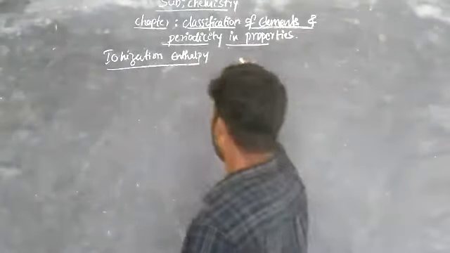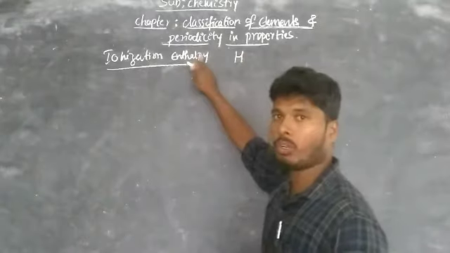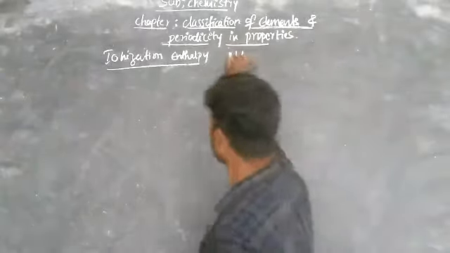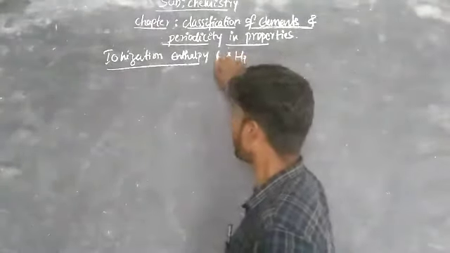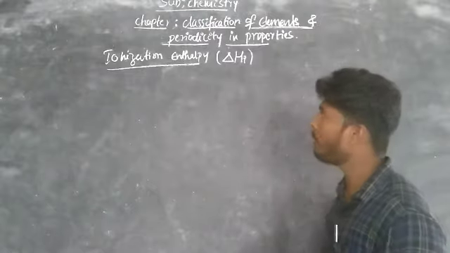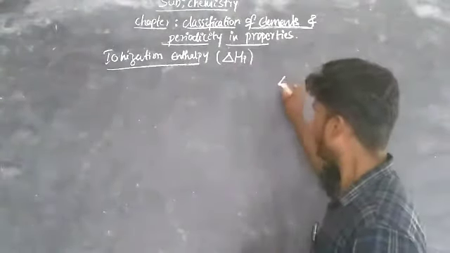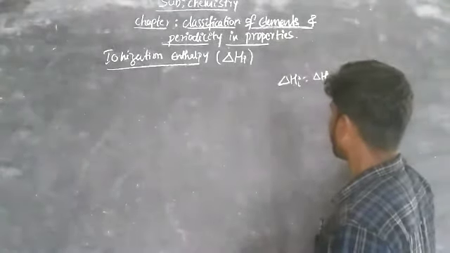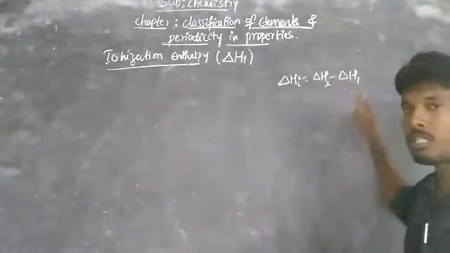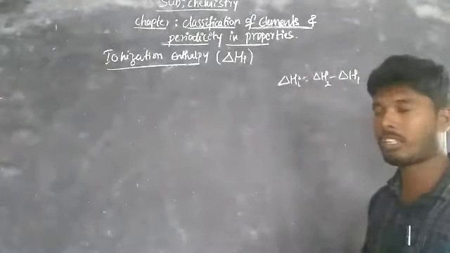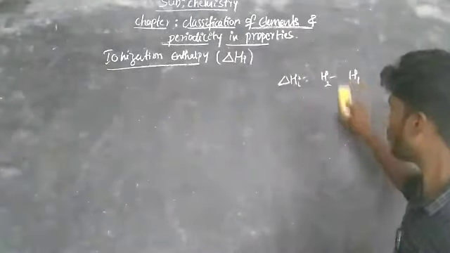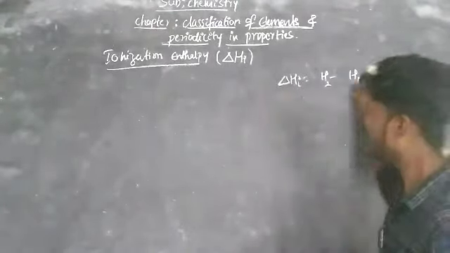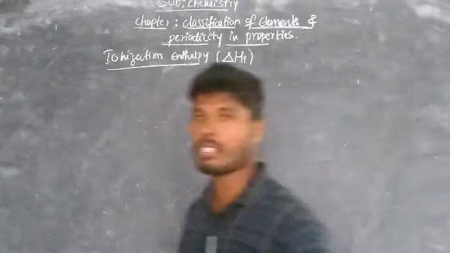H is the symbol for enthalpy, ionization is indicated by I, and the change in enthalpy is indicated by delta H. So the symbol for ionization enthalpy is delta H i, where delta H is equal to delta H of 2 minus delta H of 1, that is, higher enthalpy minus lower enthalpy. We call that the change in enthalpy, or it is indicated like H2 minus H1, enthalpy of final minus enthalpy of initial. So delta H i is the symbol for ionization enthalpy.